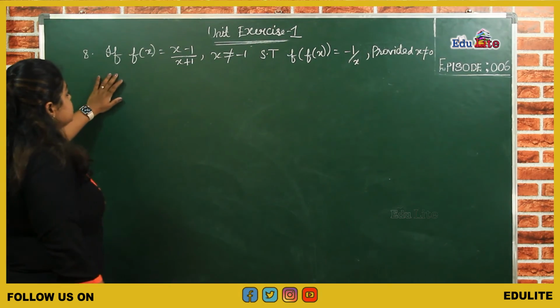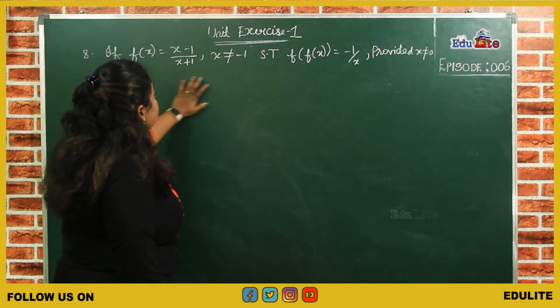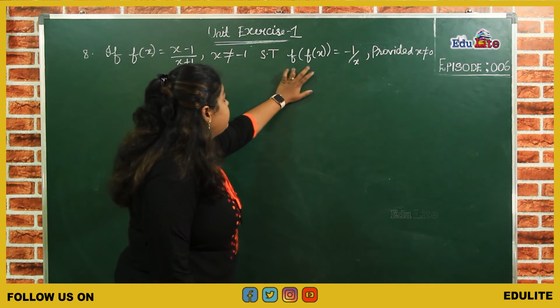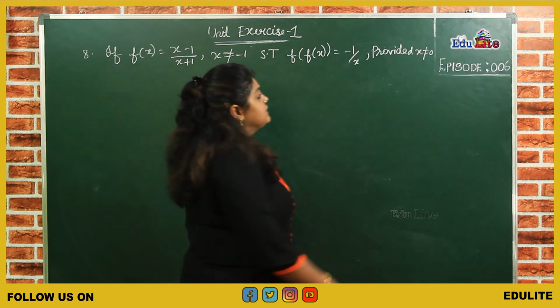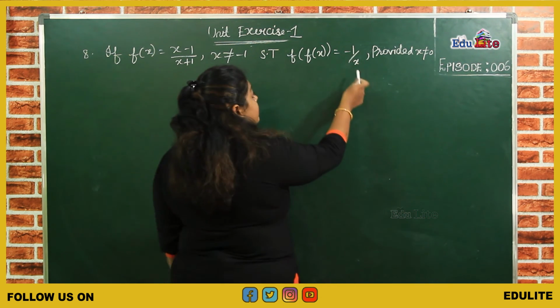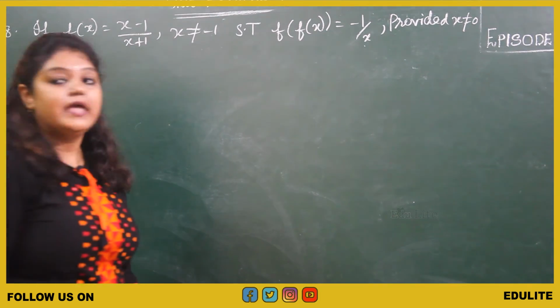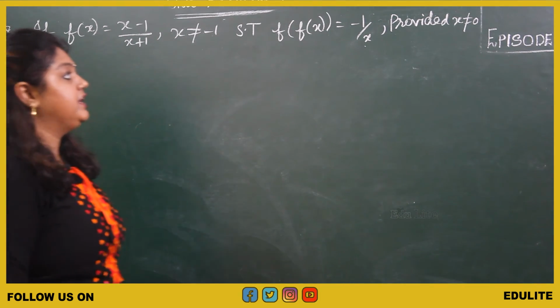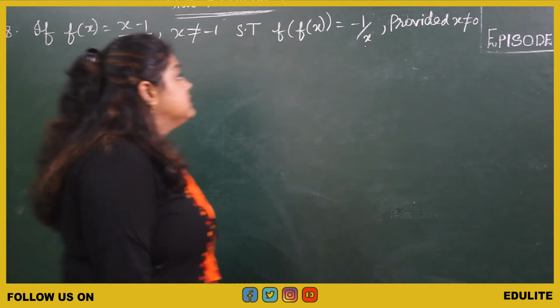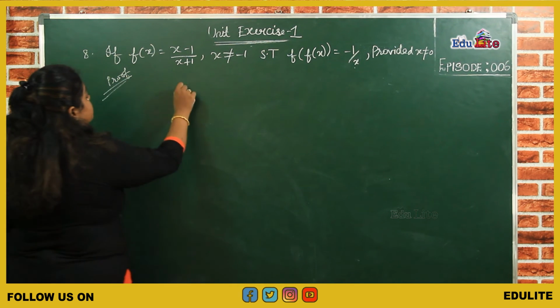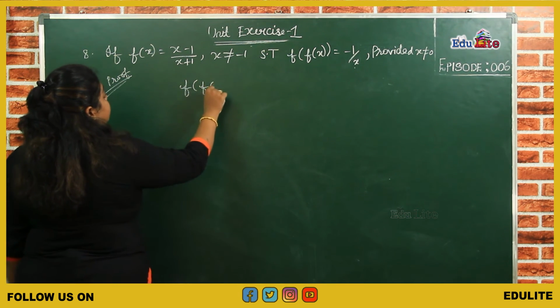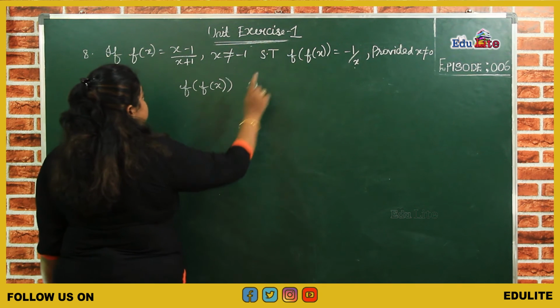So, the next problem is f of x value is given and we need to show that f of f of x is equal to minus 1 by x provided x is not equal to 0, because if we take x value as 0, anything divided by 0 will become infinity. So, therefore, the x value shouldn't be 0. Let us prove f of f of x is equal to minus 1 by x.